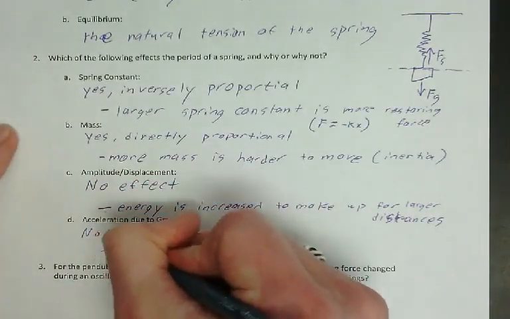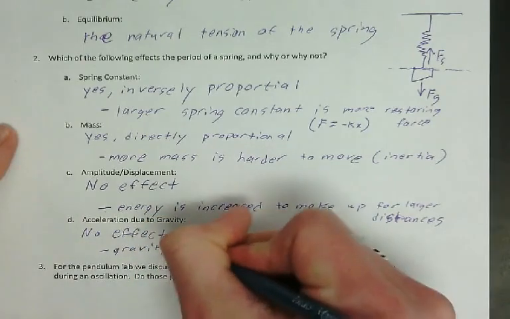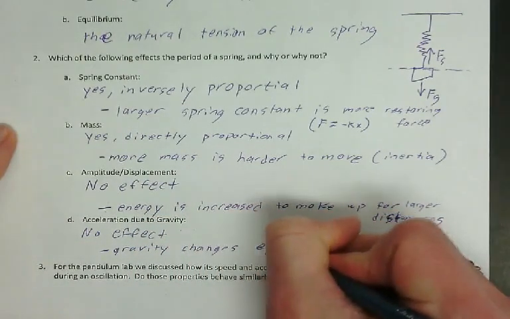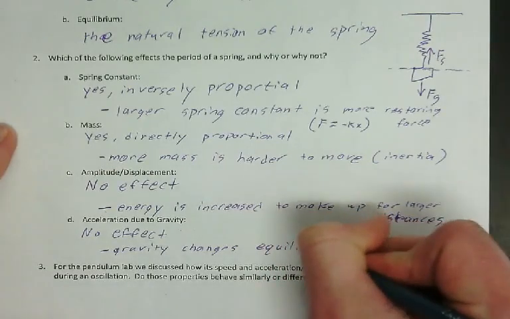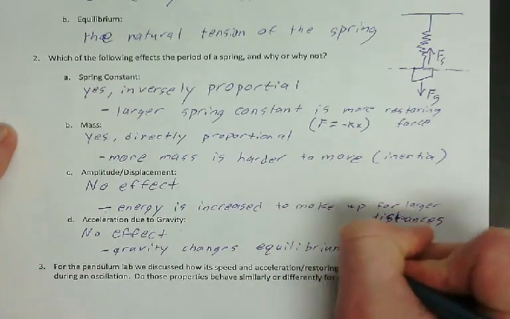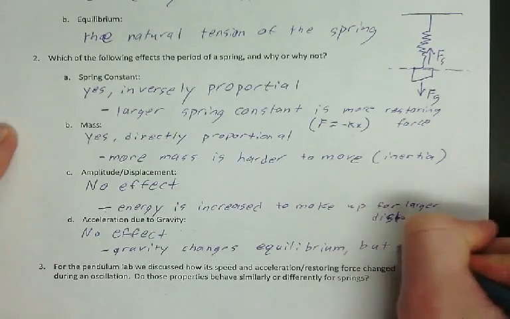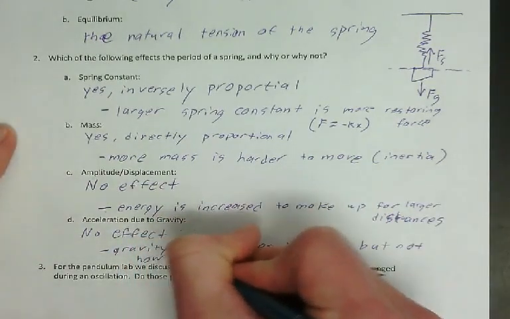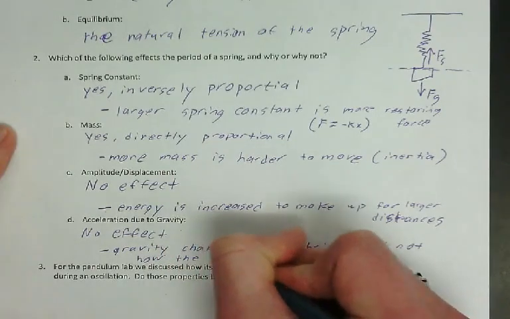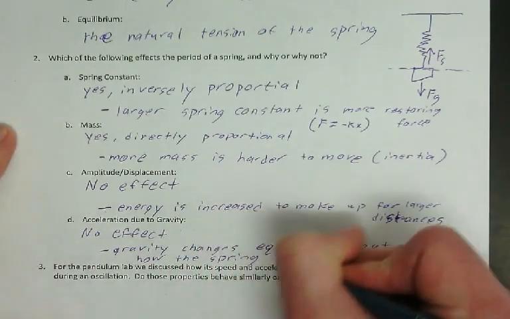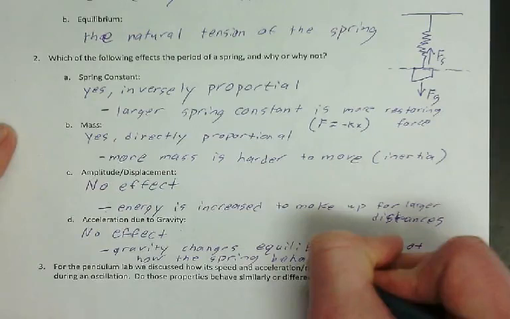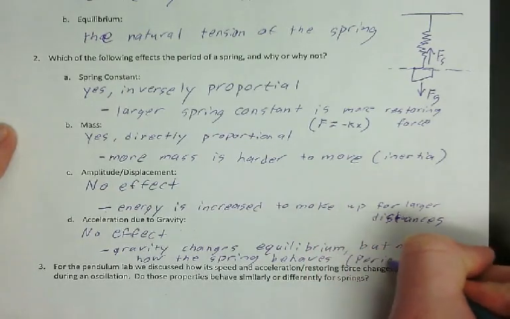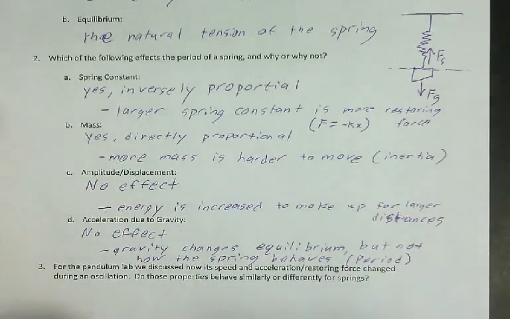So gravity changes equilibrium but not how the spring behaves. Which is what the period is, right? The period is how it's behaving, how it acts.